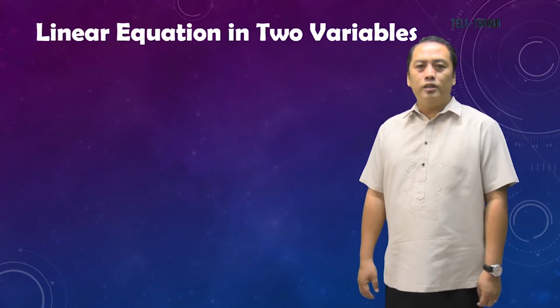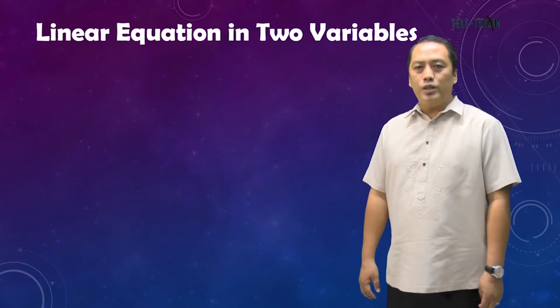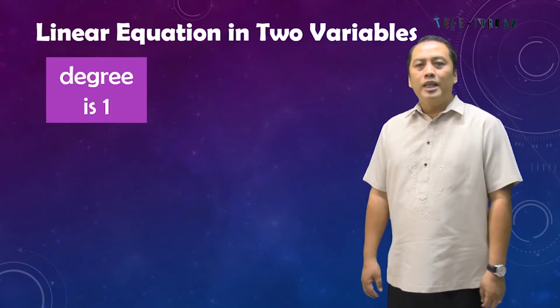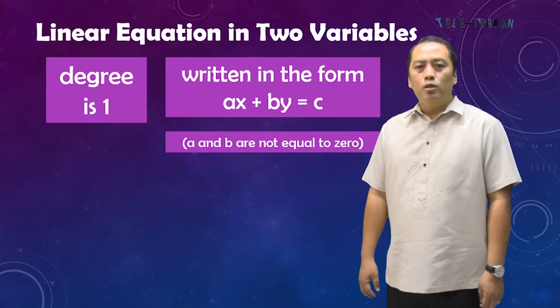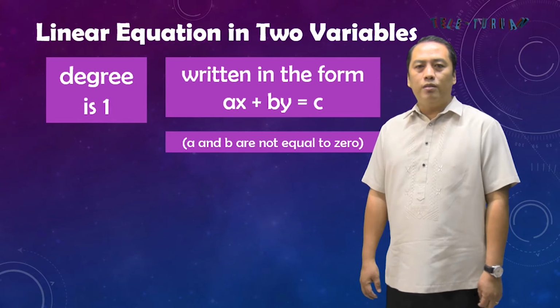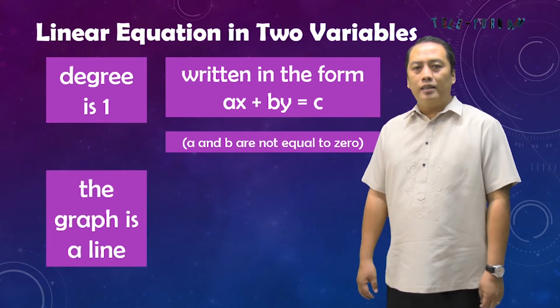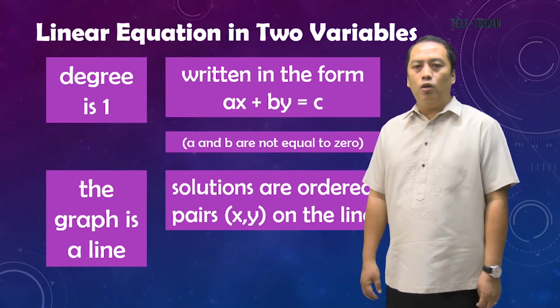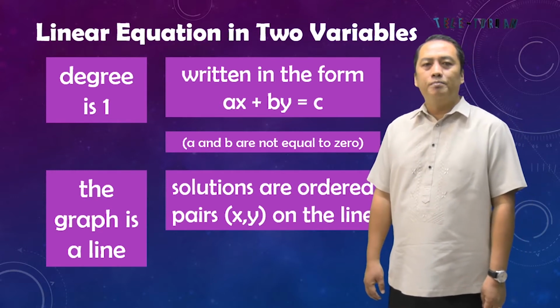Let us recall first what is a linear equation in two variables. This is an equation whose degree is 1. It can be written in the form ax plus by is equal to c, where a and b are not equal to 0. The graph of a linear equation in two variables is a line, and the solutions to the equation are all ordered pairs contained in the line. I know that you have already learned this in your previous lessons.